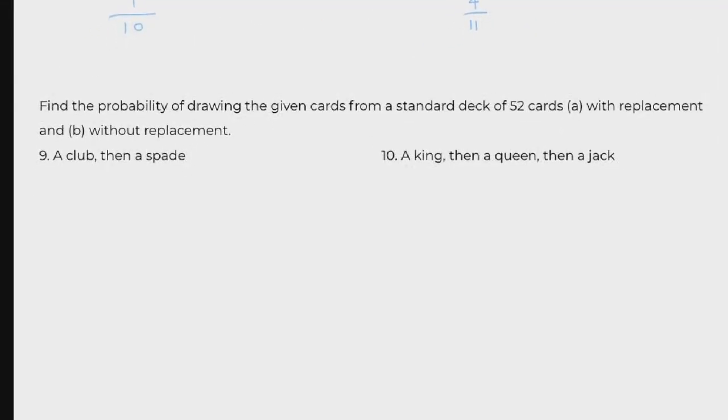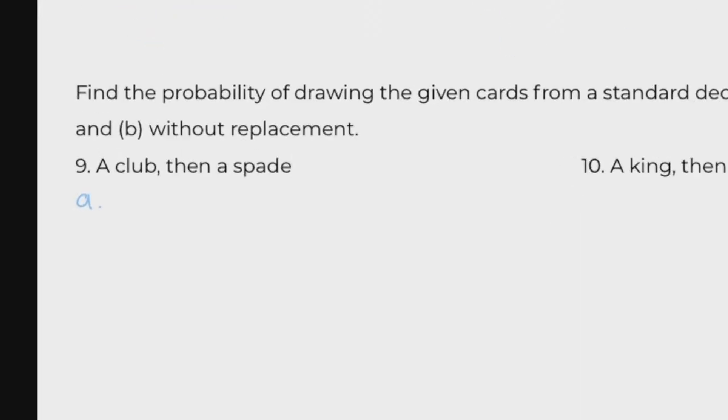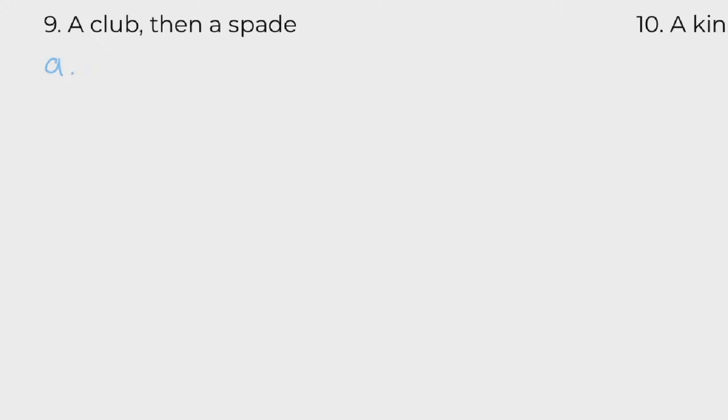Okay, find the probability of drawing the given cards from a standard deck of 52 cards with replacement and without replacement. So with replacement means we're going to put the card back into the deck. So first we want to pick a club and then a spade. So of the 52 cards, there are 13 that are clubs. And then for the second card, we want to pick a spade. But we put the card back. So there's still 52 cards in the deck, and there are 13 spades. So that would equal 1 over 16, which is 0.0625.